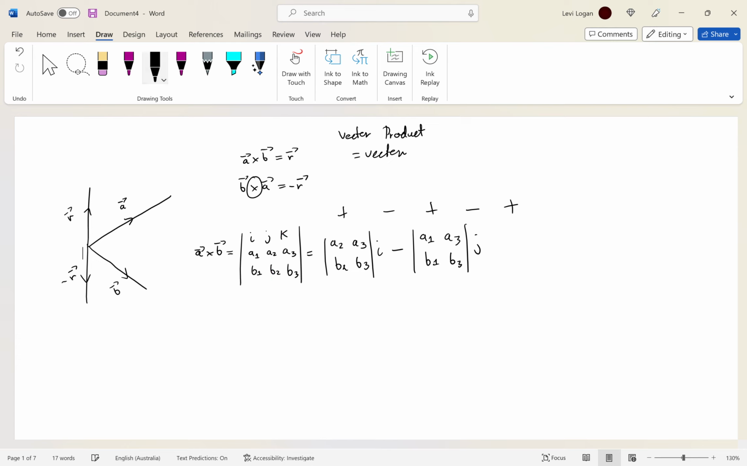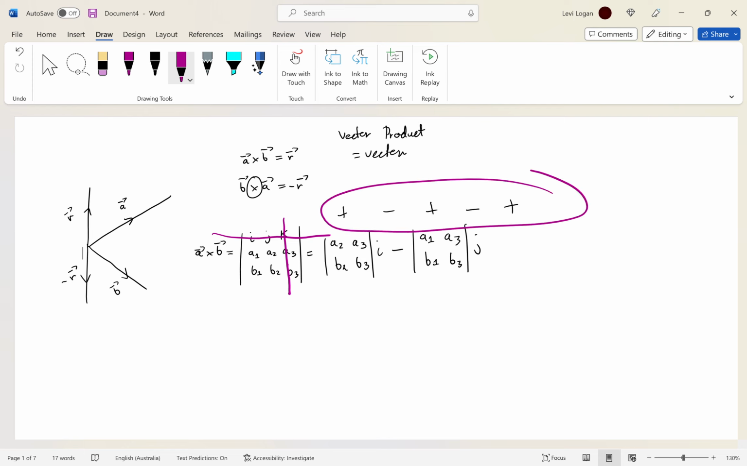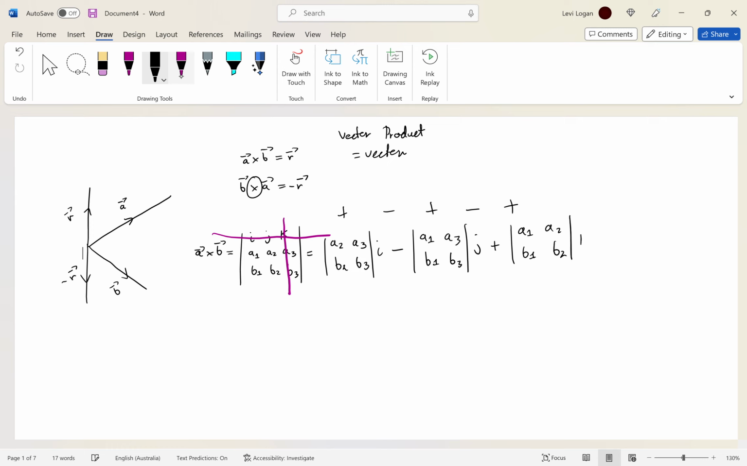Then we're going to do it for the final one. We cross out the k column and the top row, and then find the determinant of this 2 by 2 matrix. We follow our same pattern, plus, minus, plus. So it's going to be plus the determinant of A1, A2, B1, B2, k.